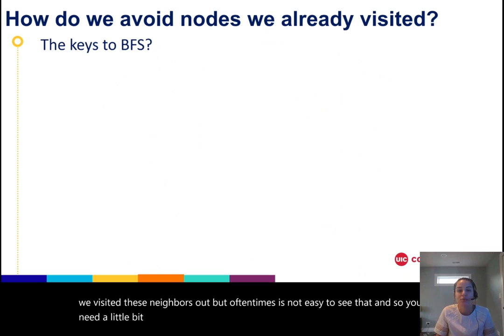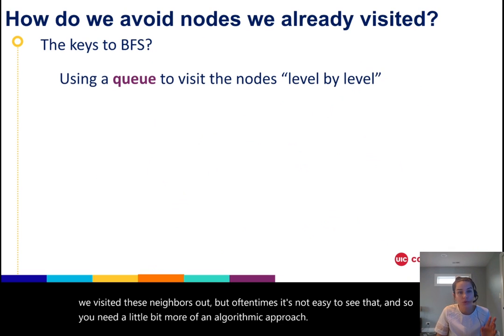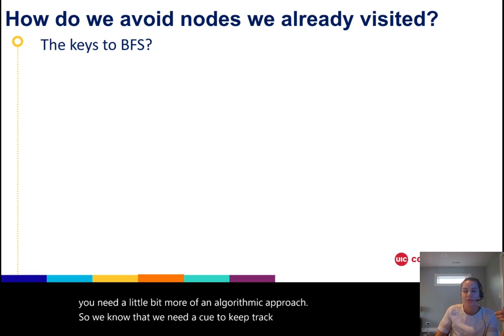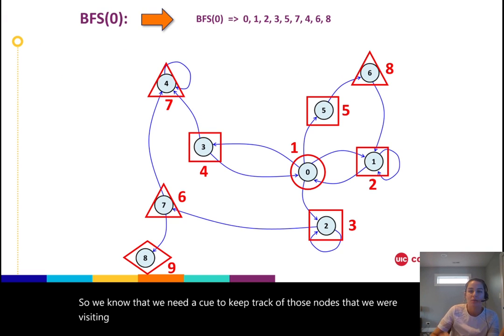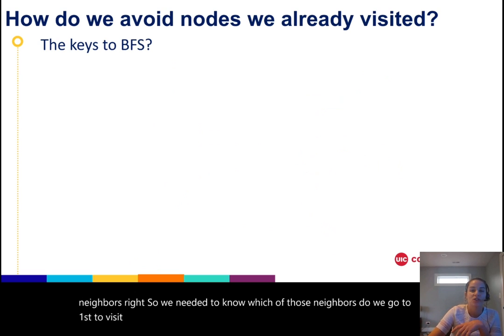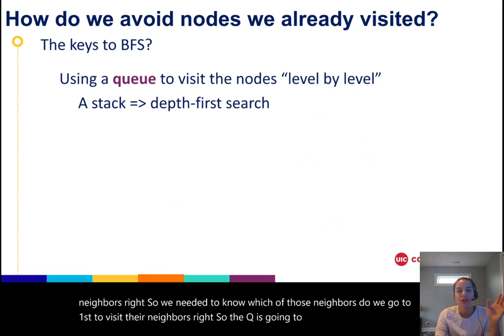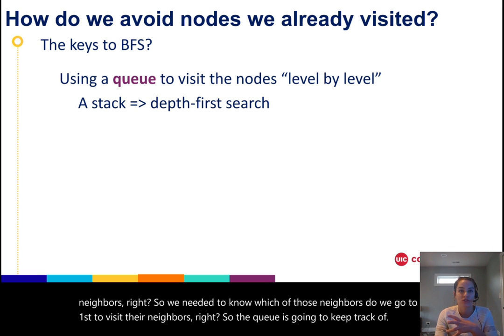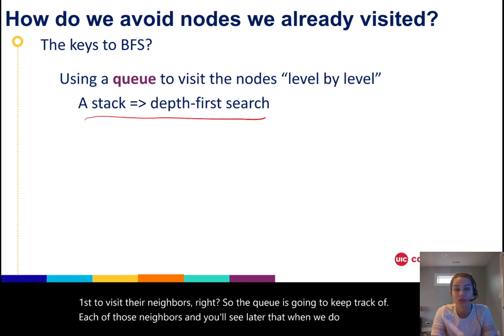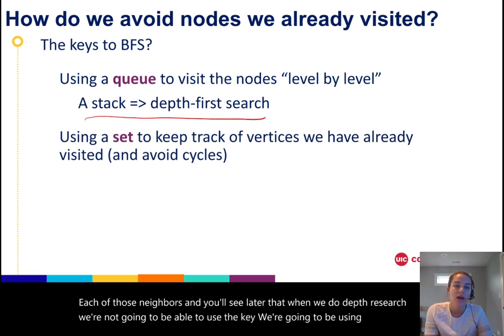and so you need a little bit more of an algorithmic approach. So we know that we need a queue to keep track of those nodes that we were visiting. Back here, after we visited 0, it has 5 neighbors, right? So we needed to know which of those neighbors we go to first to visit their neighbors. So the queue is going to keep track of each of those neighbors. And you'll see later that when we do depth first search, we're not going to be able to use a queue, we're going to be using a stack.